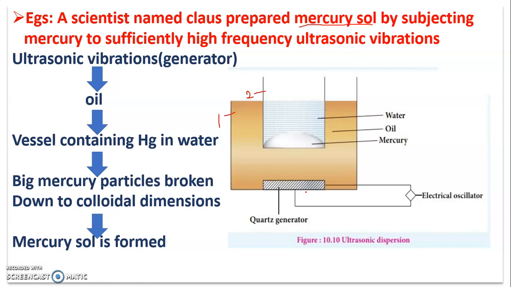So the ultrasonic vibrations from the generator reach the oil. When the vibrations reach the oil, the oil molecules start to vibrate with each other, and they stimulate the vessel containing mercury. So the big mercury particles thus get broken down to colloidal dimensions, and thus mercury sol is formed. So this is a very simple example of the usage of ultrasonic vibrations to produce a colloid.